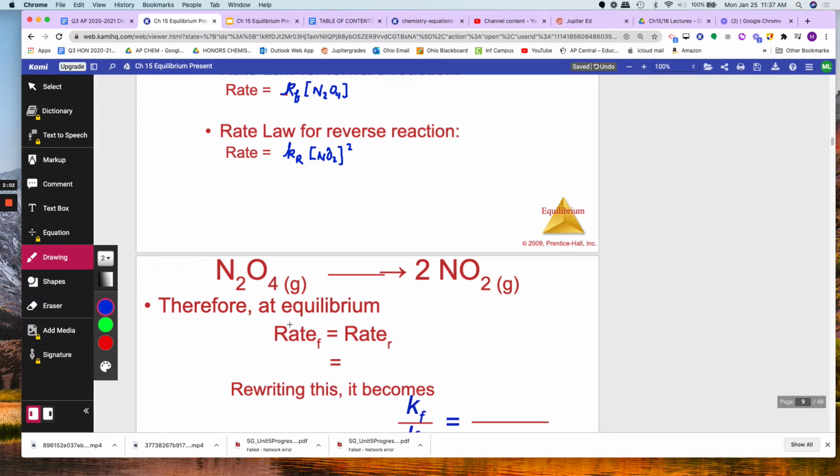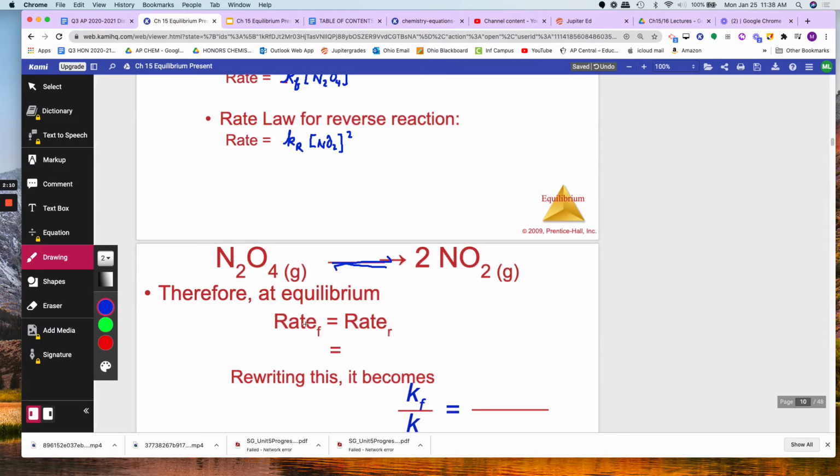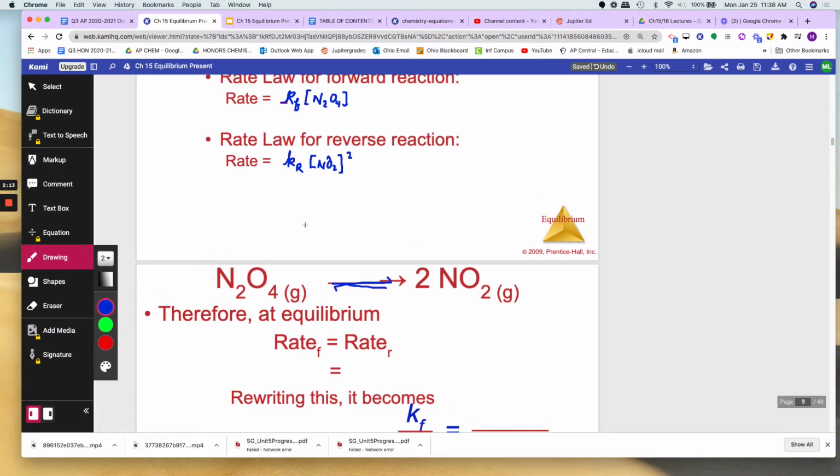At equilibrium, the forward rate equals the reverse rate. So rate forward equals rate reverse. The rate forward is equal to Kf N2O4. It's right here, so we're going to write that here. Kf N2O4. K reverse is right here. We write that here. K reverse is equal to NO2 squared.